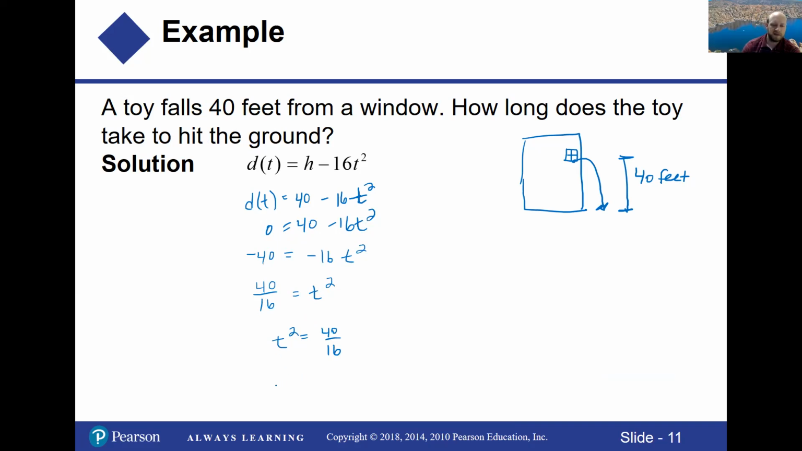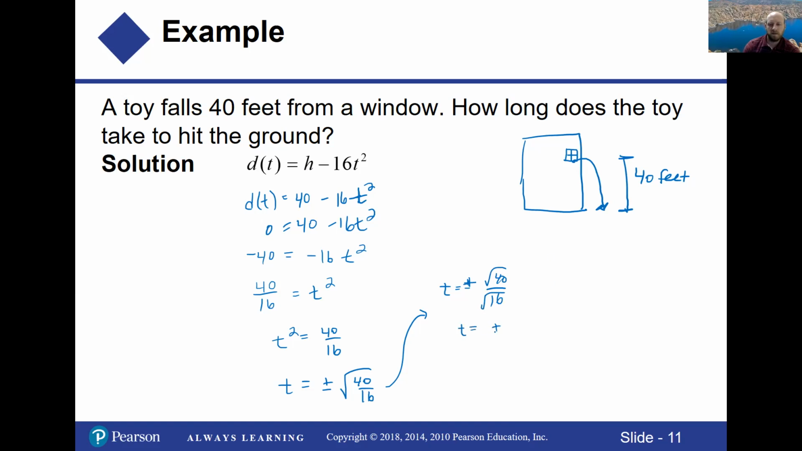Now I square root both sides. So I have t equals plus or minus the square root of 40 over 16. And then at this point you're going to keep simplifying this. I'm going to continue on with this problem by doing this, plus or minus the square root of 40 over 16. So we learned in another section that you can separate this into the square root of 40 over the square root of 16.